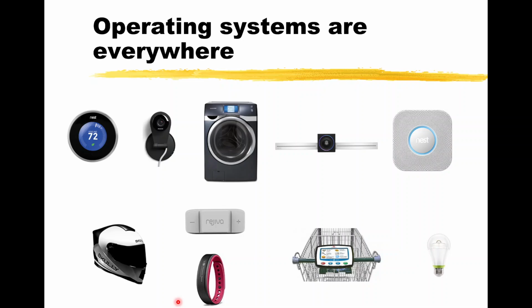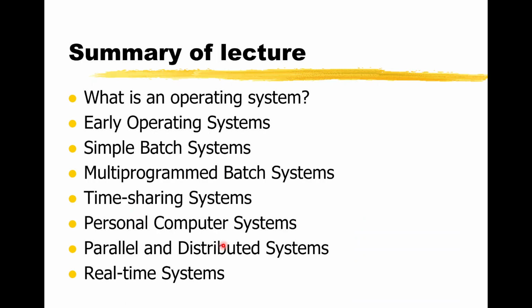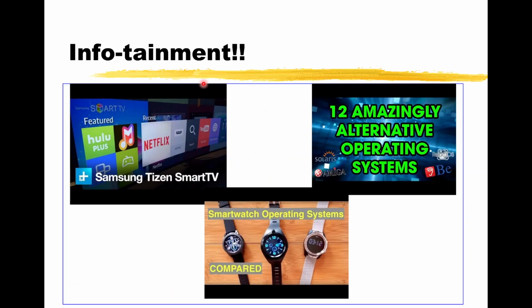We have operating systems now in vacuum cleaners, washing machines. We have them in watches, in speakers, in shopping carts, in helmets. Lots of it. Even in our television sets, infotainment, everywhere. So these are all the things that technology has really done and has made it very nice and interesting for you to have an operating system.